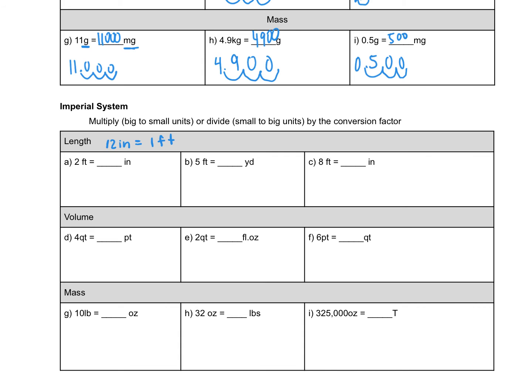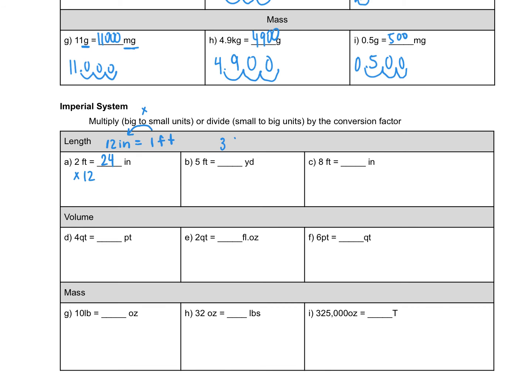So if I want 2 feet, when I'm going in this direction, I'm going to multiply. So I'm going to take those 2 feet and multiply it by 12, because if 1 foot is 12 inches, 2 feet should be double that. So 24 inches.